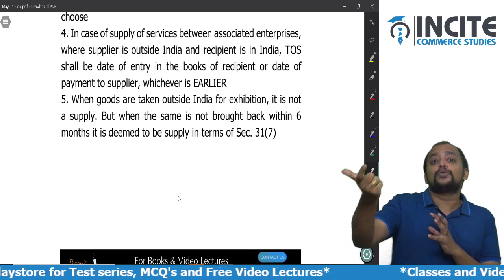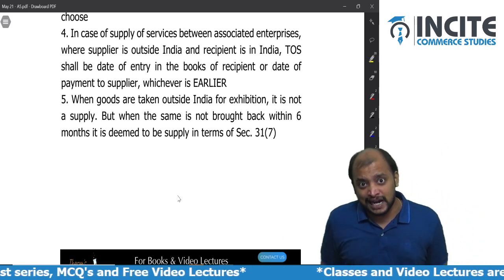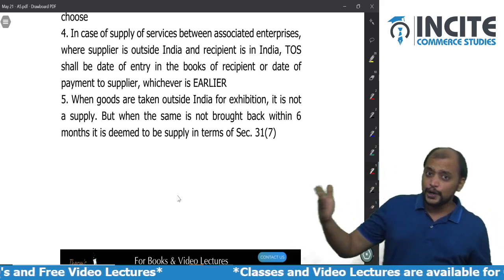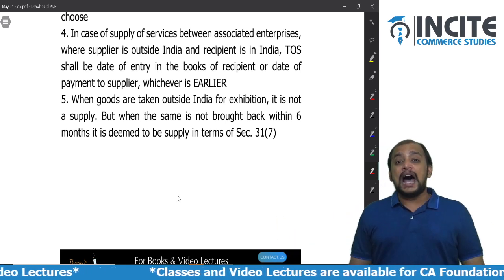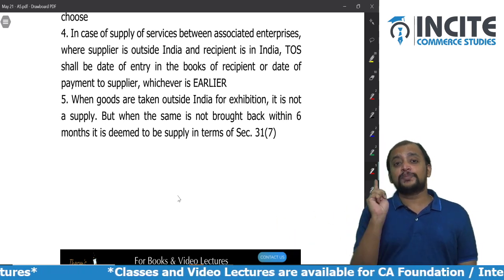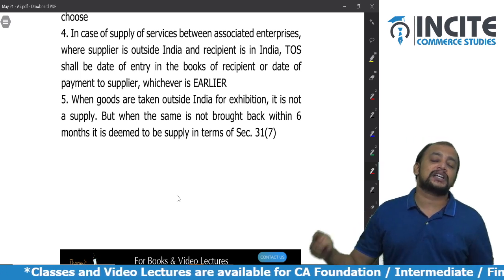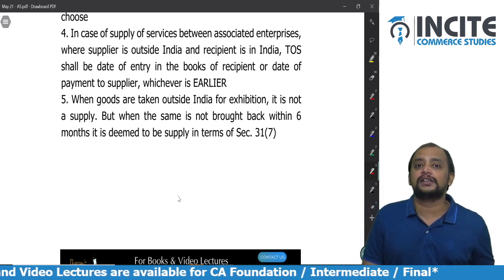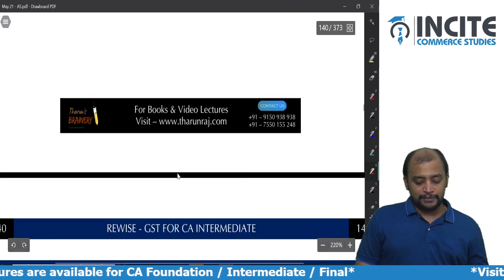Within 6 months, if the goods are not returned to the supplier's place, it is deemed that the supply has taken place. When the goods are taken outside India for exhibition, are you bringing those goods back within 6 months? Yes. Super. Not a supply. Otherwise, if you are not bringing them back within 6 months, on expiry of 6 months it is treated as supply as per Section 31 subsection 7, and we need to raise the invoice and pay the GST accordingly. So that is point number 5.